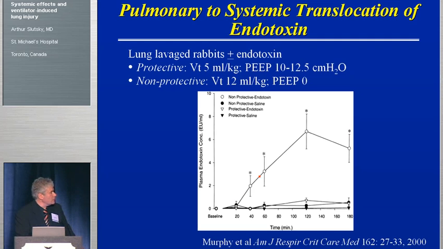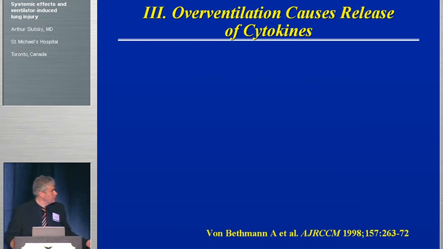You can see that there's one group here. The pointer's a little weak, but it's the lines and the circles that go up and peak at about 120 minutes. At this point, there's a marked increase in endotoxin. This is the animals ventilated with the larger tidal volume. With the smaller tidal volume, shown down here, there's no increase in endotoxin levels. So now you have the fact that ventilatory strategy can cause release of bacteria into the blood and release of endotoxin into the blood. What about release of cytokines?